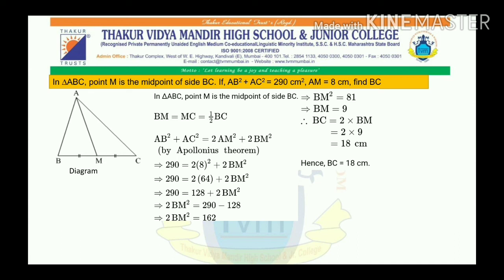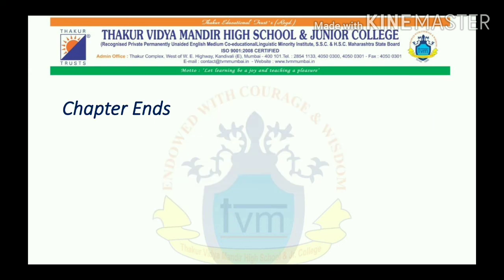So now by Apollonius theorem, AB square plus AC square is equal to twice of AM square plus twice of BM square. As we are given AB square plus AC square as 290, and twice of 8 square will give you 128, which is to be subtracted and divided by 2. So you'll get BM is equal to 9, and therefore BC is equal to twice of BM, twice of 9, which is 18 centimeter. So this is the way we are completing this chapter.